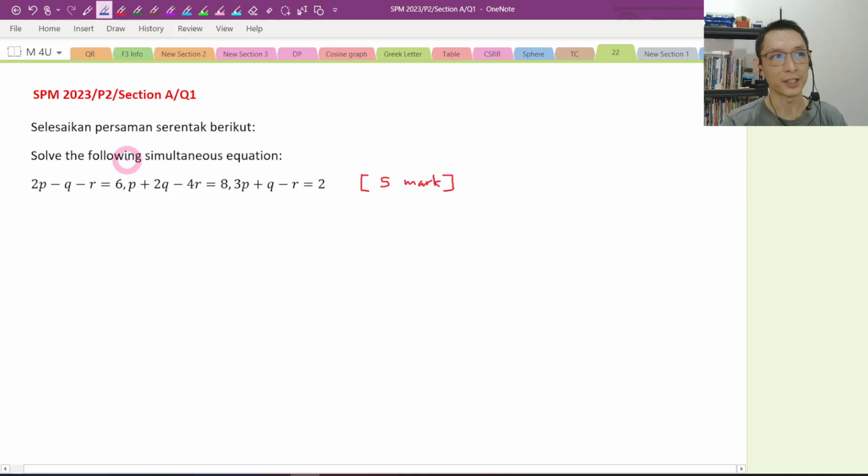Solve the following simultaneous equation. So this is considered very straightforward questions. All the equations are given to you nicely. You don't have to form the equation yourself. So each equation consists of three variables.